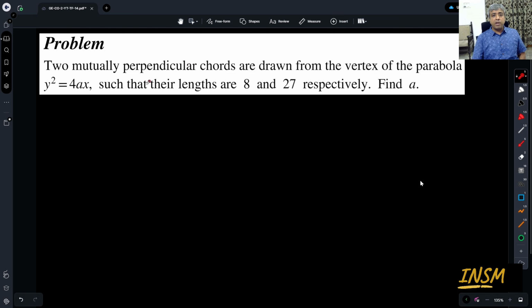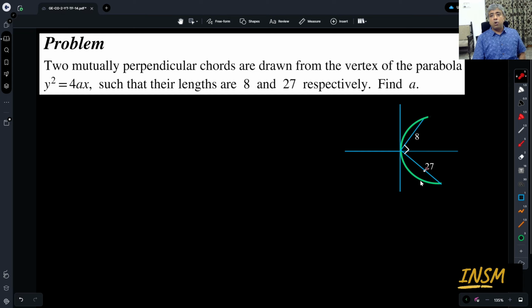Two mutually perpendicular chords are drawn from the vertex of parabola y square equal to 4ax such that their lengths are 8 and 27 respectively. Find a. Okay, so as for most of the problems in geometry, first what we need is a basic diagram. So we draw a standard parabola that is given. We assume that it has two chords at 90 degrees, this one and this one. And suppose the lengths of these are 8 and 27.